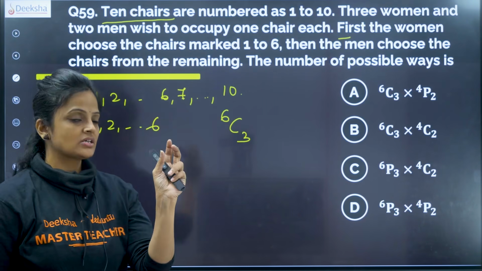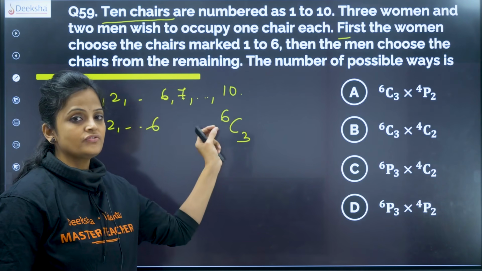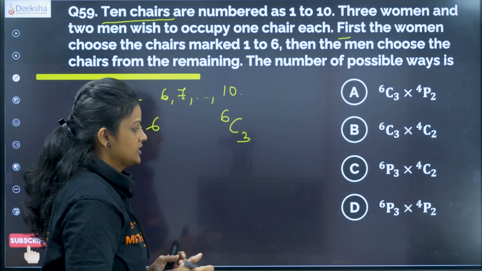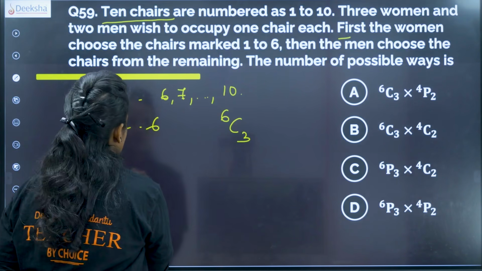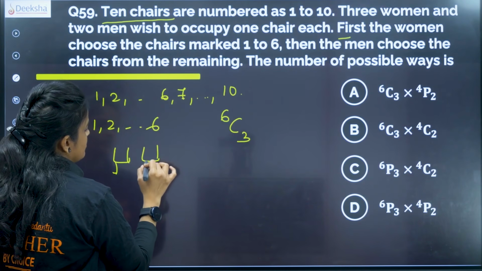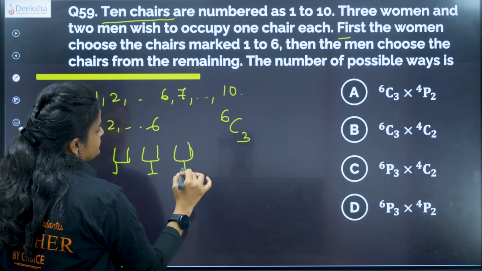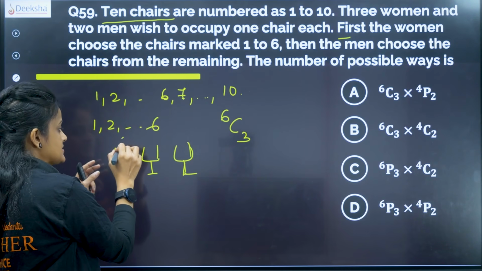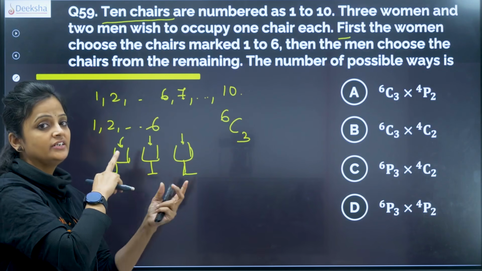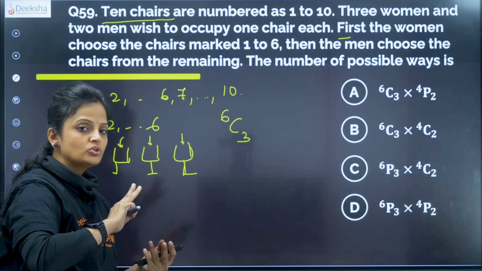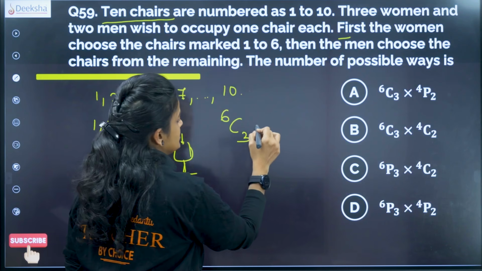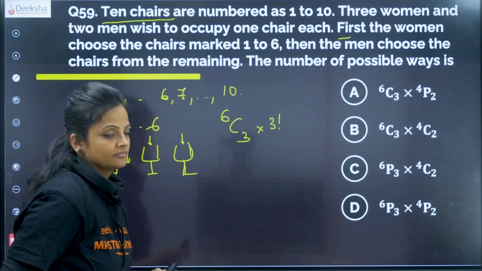So 6C3: out of 6, they are taking 3; the 3 women are occupying those chairs. Now each of the 3 has a chair. One lady is sitting here, a second woman is occupying, a third woman is occupying. There is a chance of interchanging among themselves. Those same 3 people can interchange the chairs, right? So they can interchange in 3 factorial ways.